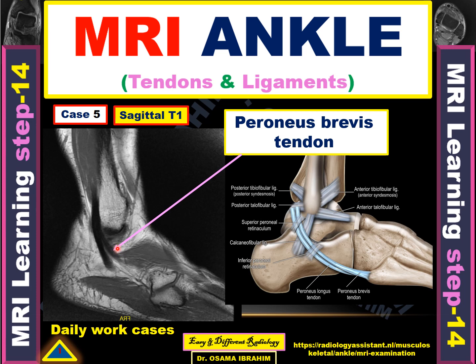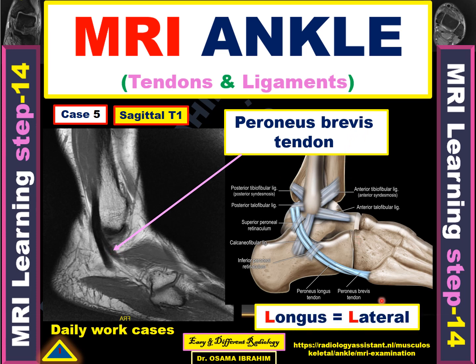Peroneus longus is lateral and the peroneus brevis is medial. So this arrow is representing the peroneus brevis tendon. And you can also remember these two tendons and differentiate them from each other by the longus being lateral. This one is the peroneus longus, so it is lateral. Peroneus longus tendon is lateral, however peroneus brevis is the medial tendon at the lateral compartment of the ankle joint.